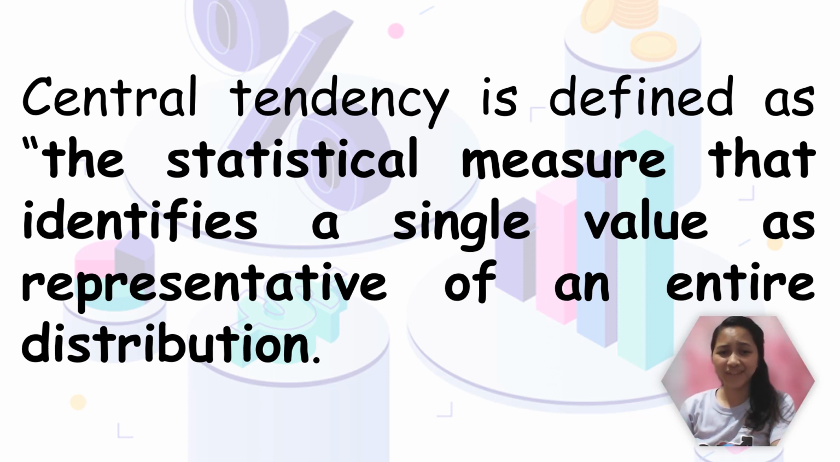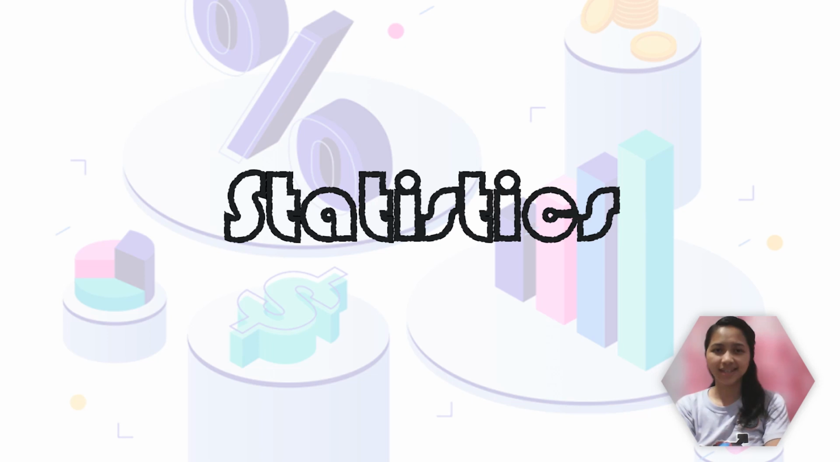Central tendency is defined as the statistical measure that identifies a single value as representative of an entire distribution. It aims to provide an accurate description of an entire data. It is a single value that is most typical or representative of the collected data. Statistics is collecting and analyzing numerical data in large quantities, especially for the purpose of inferring proportions in a whole from those in a representative sample.